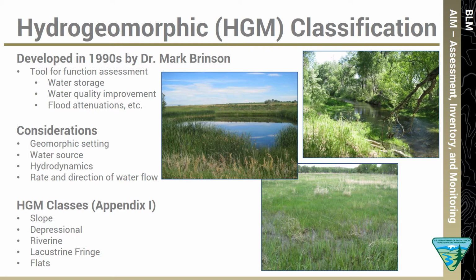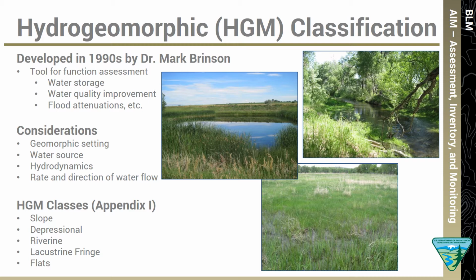Hydrogeomorphic or HGM classification was developed in the 1990s by Dr. Mark Brinson as a tool for assessing the functions of wetlands. Some examples of functions or services that wetlands provide include water storage, water quality improvement, flood attenuation, stream flow maintenance, carbon storage, wildlife habitat, and many others. These functions are more closely related to where the wetland occurs in the landscape and how water moves through it than whether the wetland is dominated by herbaceous or woody vegetation, as described in the coordinate classification.